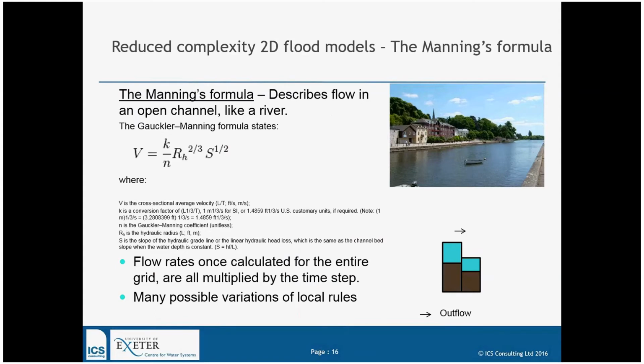In the local rule, we commonly use some variant of Manning's formula, which is an open channel river flow formula, to describe this flow from one cell to the next. But there are quite a few variants on the local rule.